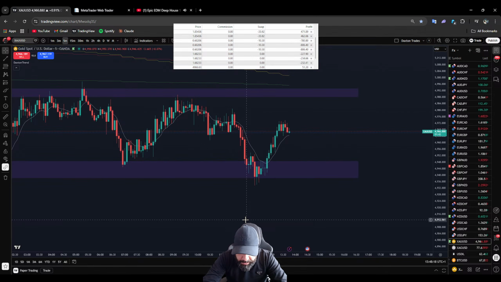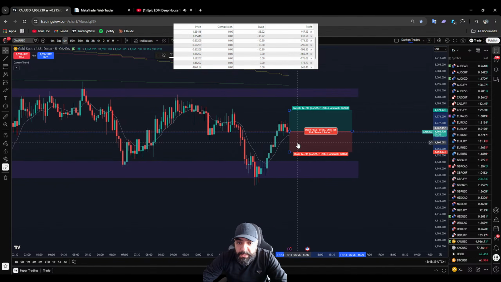The TP1 will be at 49.71, 49.76, and 49.86. The stop loss will be at 49.59. So share this in the group.